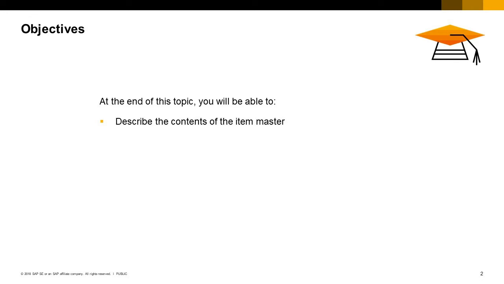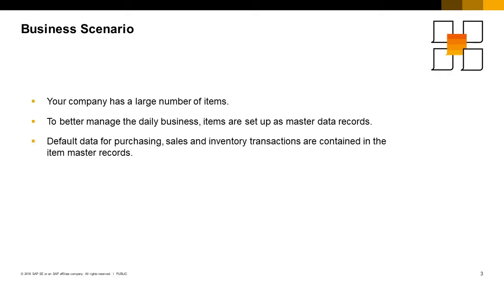In this topic, we will explore the contents of the item master. Your company has a large number of items. To better manage the needs of daily business, items are set up as master data records. Default data for purchasing, sales, and inventory transactions are contained in item master records.